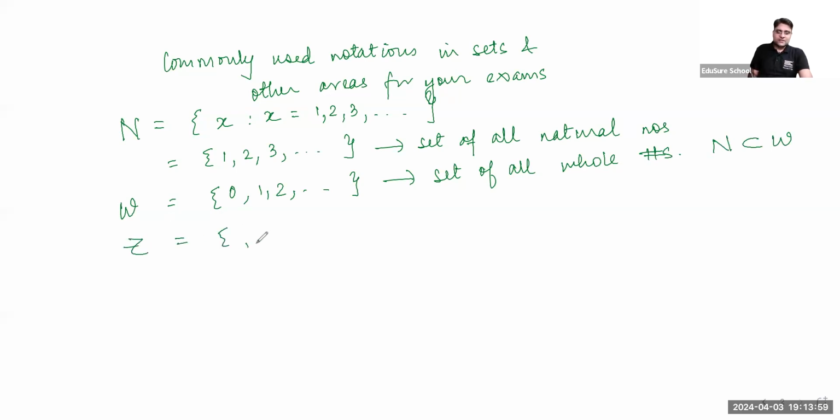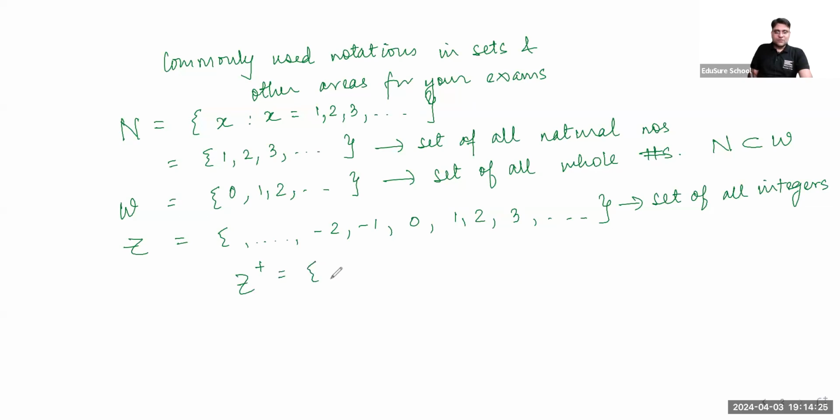The set of all integers is basically ..., -2, -1, 0, 1, 2, 3, and so on. The set of all integers is this. Then you have Z plus, the set of all positive integers, which is the set of all natural numbers. Z minus is the set of all negative integers.